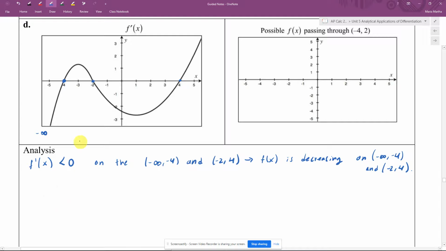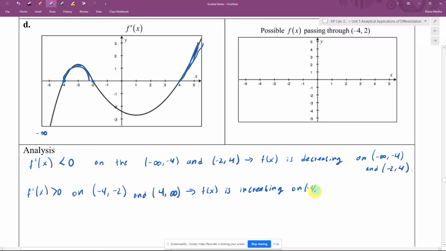All right, and then moving on, we're going to say where it's positive, so f prime of x is greater than 0. So in this case, it's going to be on negative 4 to negative 2, right, from right here. It's above the x-axis. And then it's also above the x-axis when we get to positive 4, and so from 4 to positive infinity. So again, this tells us that f of x is increasing on negative 4 to negative 2, and then at 4 to positive infinity.